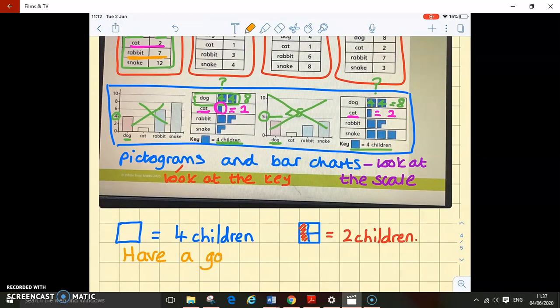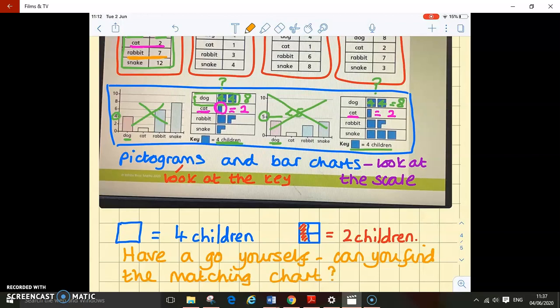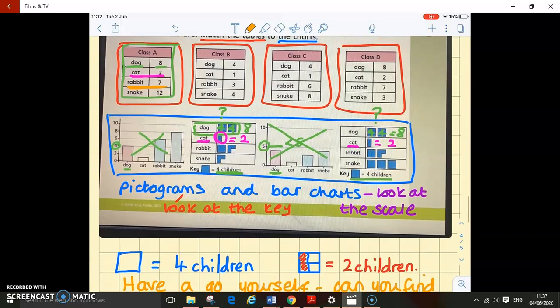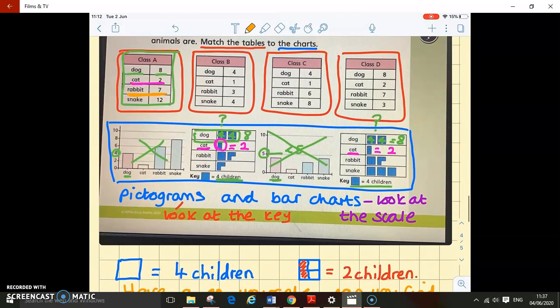Okay. I want you to have a go. I want you to have a think about it. I've given you a start. You might need to think about those whole squares equalling 4 children and what the different representations of that look like on your pictogram. So can you find the matching charts? That's your challenge here.